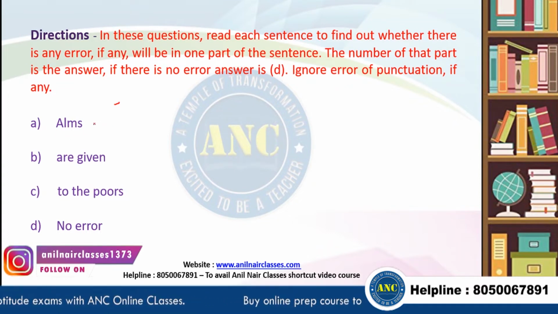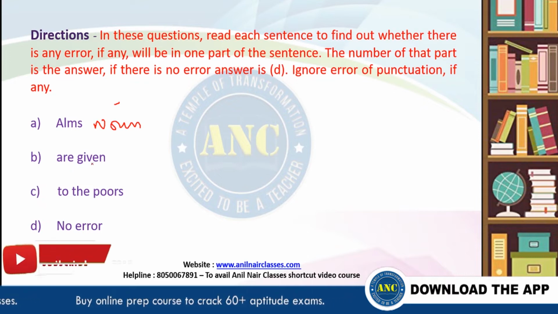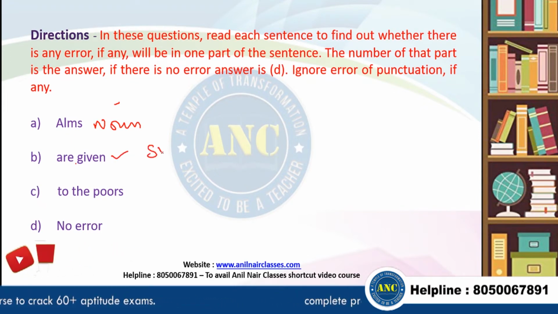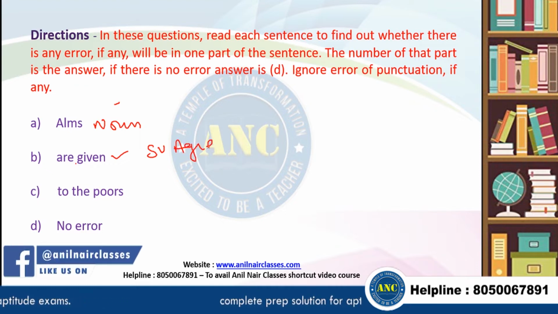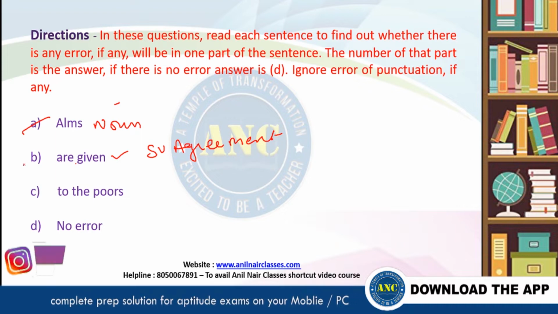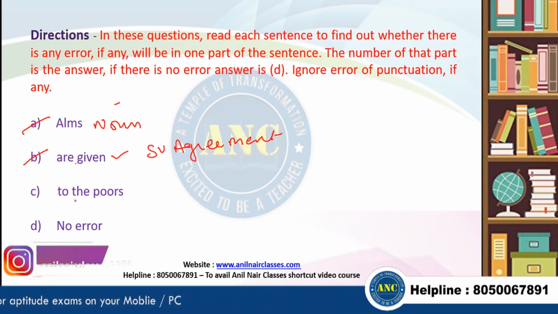Allens. It's a noun. Fine, you can have a noun. "Are given." So what are given? Allens are given. So this is also perfectly fine. Subject verb agreement is there over here. So we can get rid of it because there is no error. We have to cancel all the answer choices which are error free. Allens are given to poors.